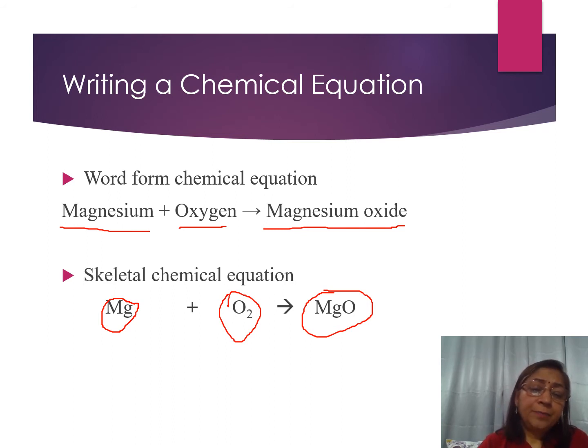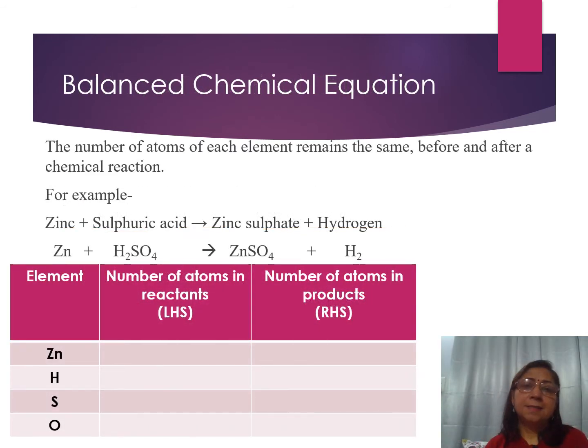Here we can say that one atom of magnesium is in the reactant and two atoms of oxygen in the reactant. But in the product only one atom of oxygen is seen. So this reaction is not balanced. We can say it is a skeletal chemical equation. Let us learn what a balanced chemical equation is.